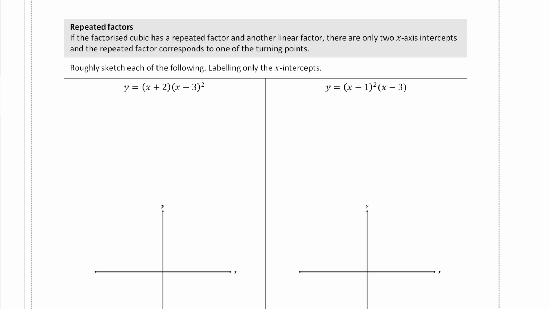Welcome to part 2. In this part, we're going to be talking about repeated factors. If the factorized cubic has a repeated factor and another linear factor, there are only two x-axis intercepts, and the repeated factor corresponds to one of the turning points. So let's see what this means.